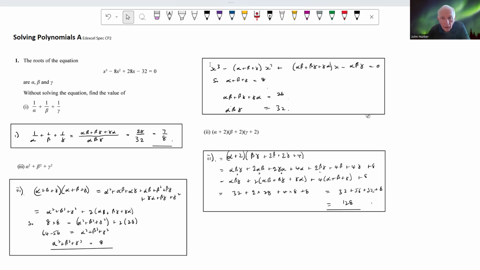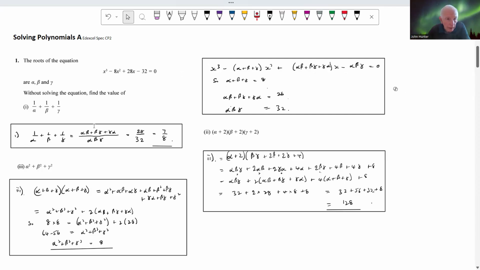this polynomial, this cubic, with these roots, (x minus alpha)(x minus beta)(x minus gamma), then we get this expression here. So we can compare coefficients here, can't we? So alpha plus beta plus gamma is equal to 8. Alpha beta plus beta gamma plus gamma alpha is going to be equal to 28. That's the coefficient of x there. And minus alpha beta gamma is the constant. So alpha beta gamma is going to be equal to 32.